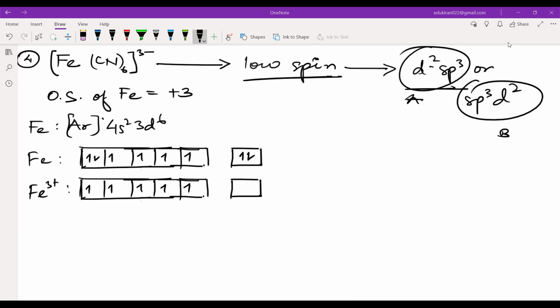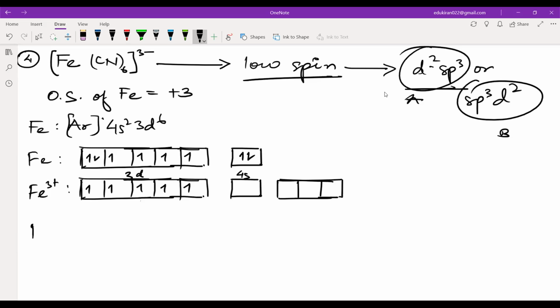If it is a low spin complex, then it will be d2sp3, inner orbital. So pairing will happen, yes or no? Yes, sir. Because we have to use the inner d orbitals. So this is 3d, this is 4s, and obviously we'll be using the p orbitals also.